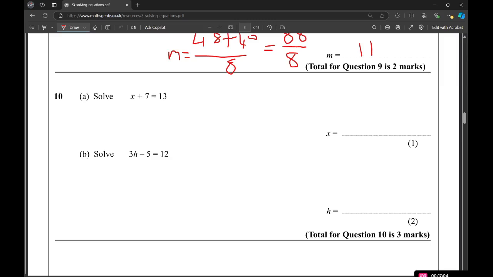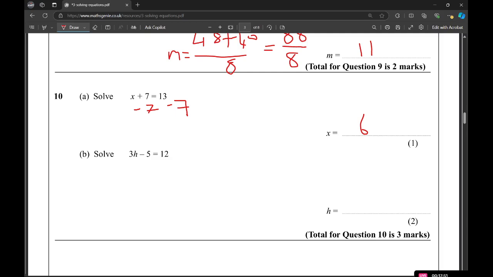So in the chat, guys, what is the value of x for part A, please? Write it in the chat. Something plus 7 equals 13. So what is that something? This is solving equations, solving 1, 2, and 3 step linear equations. Kieran's got an answer, Leo's got an answer. So subtract 7 on both sides. 13 minus 7 is 6. So x equals 6. If you got that, well done.